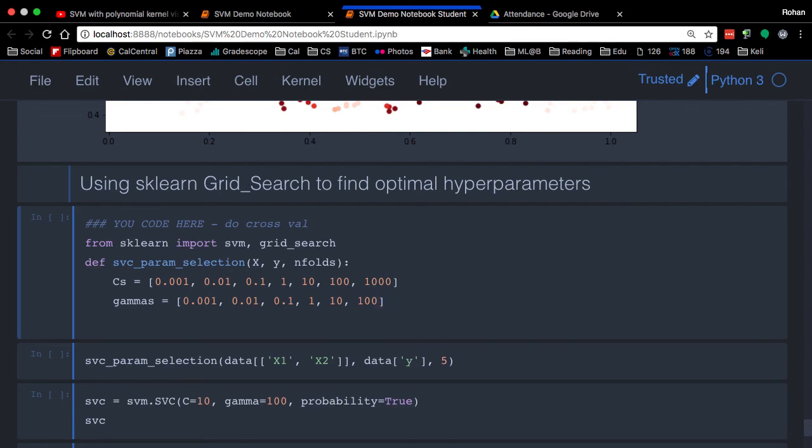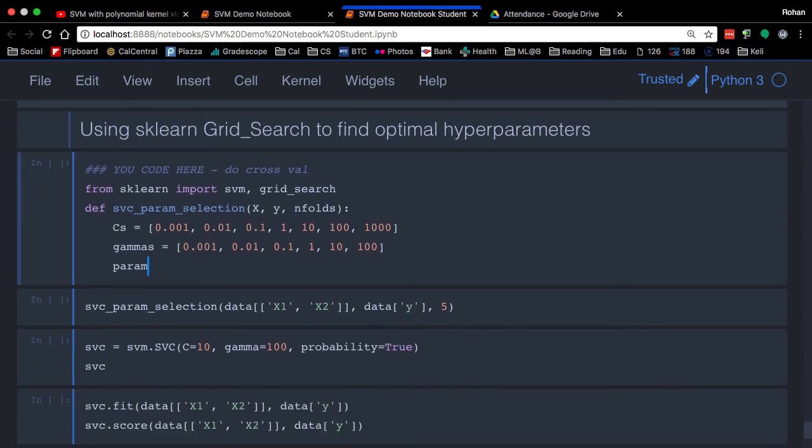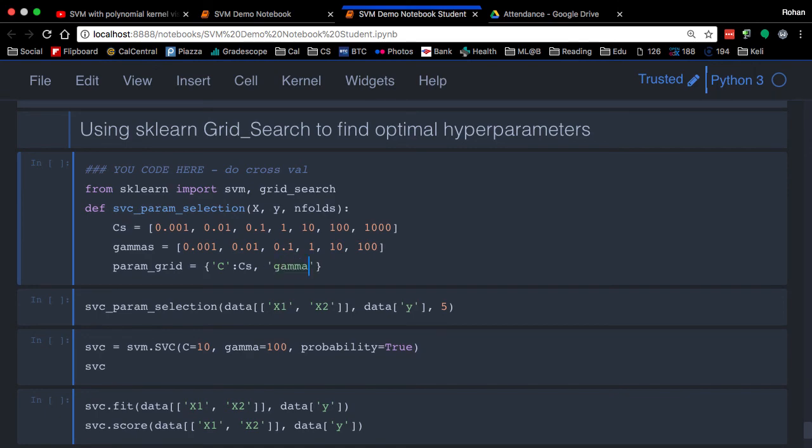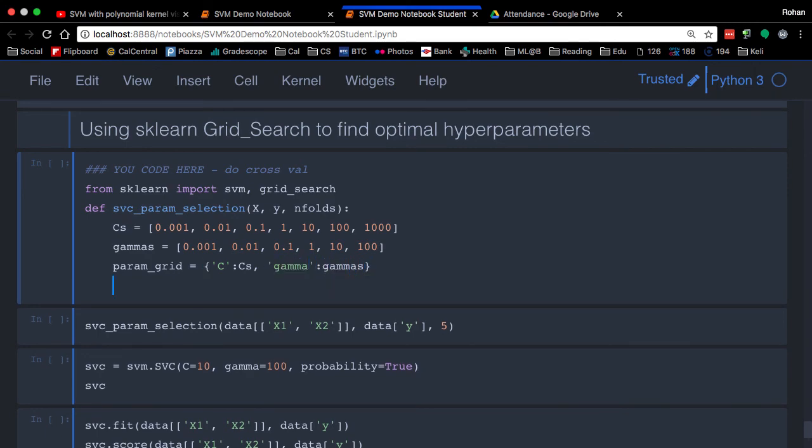And we're going to construct this. Basically, I'm specifying what values of C and gamma I want to loop over. I'm going to construct this param grid, which is basically a dictionary: C equals Cs and gamma equals gammas. And now I'm going to do a search. This is pretty cool. We can construct a GridSearchCV, which will search across this grid of parameters. For each C, it'll test every gamma, and so on. And it'll do cross-validation at the same time.